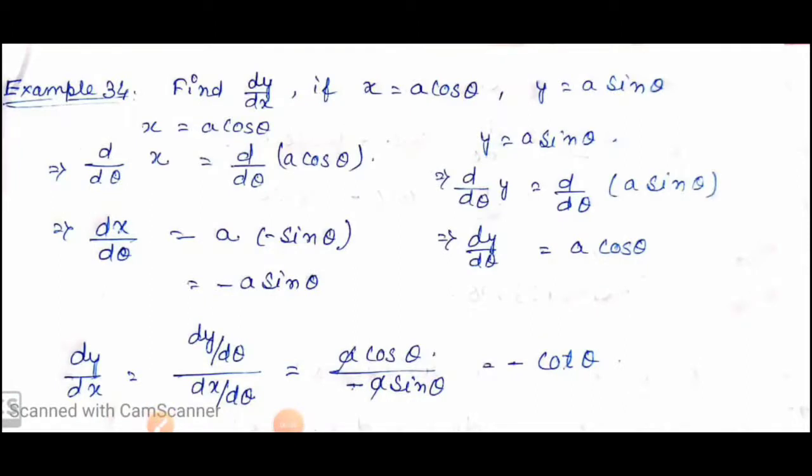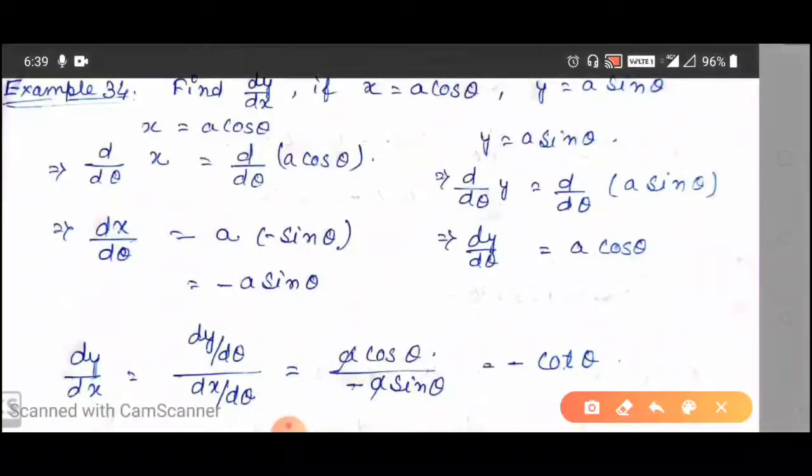Here we are doing the chapter Continuity and Differentiability. Here we are starting with example 34. It is derivative of function in parametric form. So here we have to find dy by dx if x is equal to a cos theta, y is equal to a sin theta. So see, here we have three variables x, y and theta. X is a function of theta, y is a function of theta. Here the third variable theta is called the parameter.